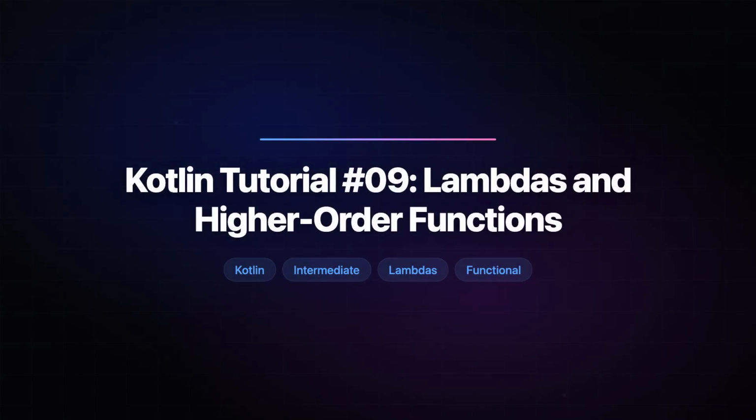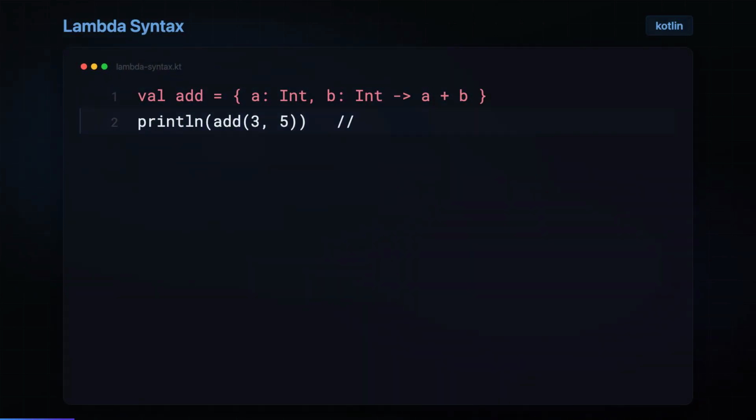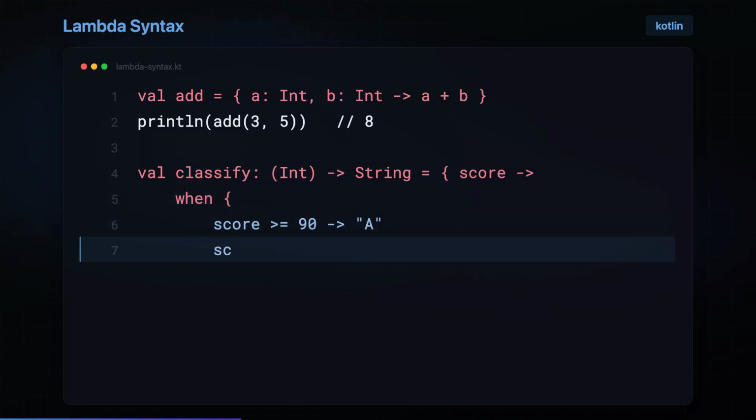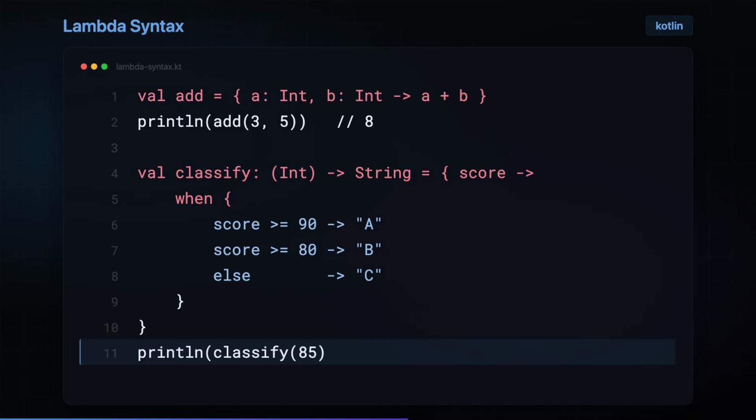Kotlin tutorial number 9, Lambdas and higher-order functions. A lambda in Kotlin is a function without a name, written between curly braces with an arrow separating parameters from the body. The last expression is the return value, no return keyword. Store it in a val and call it like a function.